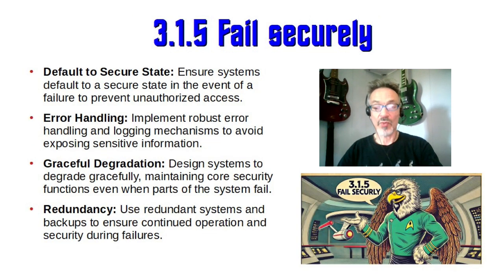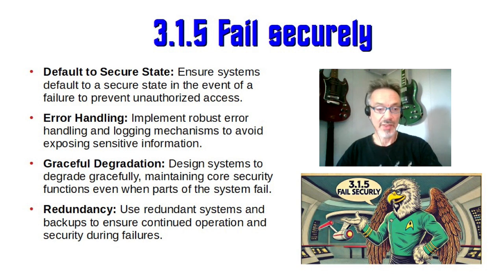Subtask 3.1.5, Fail Securely. The principle of fail securely is a crucial concept for the exam. It emphasizes that when systems or applications fail, they should do so in a way that maintains security and doesn't create new vulnerabilities. Key points to remember about this. 1. Default to a secure state. Stress that systems should default to a secure state in the event of a failure. This means that if something goes wrong, the system should err on the side of denying access rather than granting it.